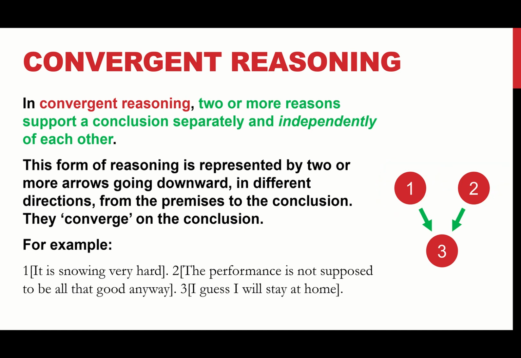This is a very common way to write your essays in English. You've got your conclusion and you've got 3 paragraphs each that provide support for your conclusion. Very common way to argue. Multiple lines of reasoning. Let's have a look at the example. It's snowing very hard. The performance is not supposed to be all that good anyway. I guess I will stay at home. So this person is piking out. He's come to the conclusion he's not going.